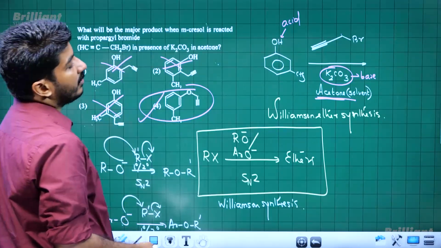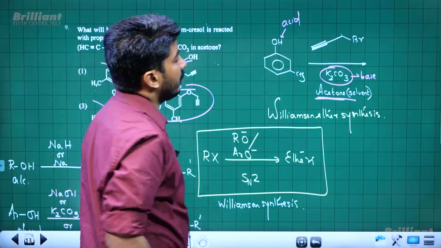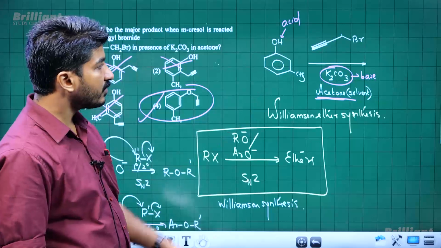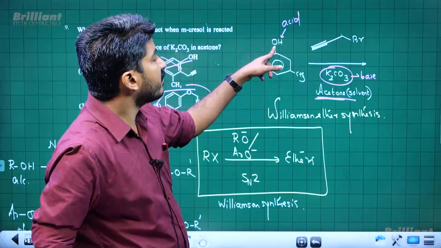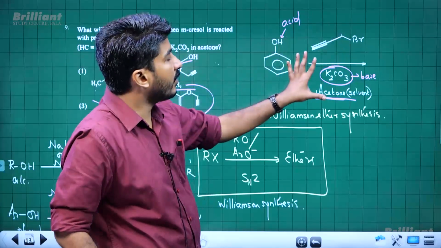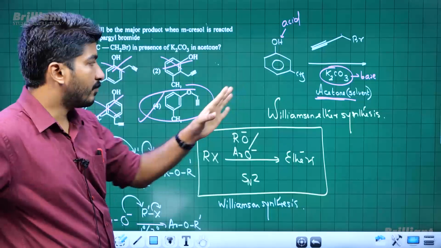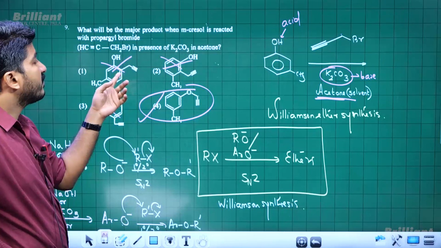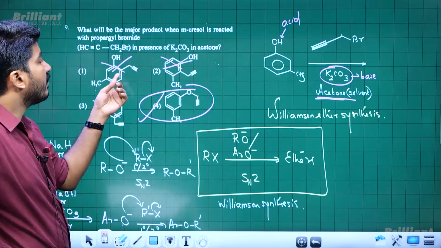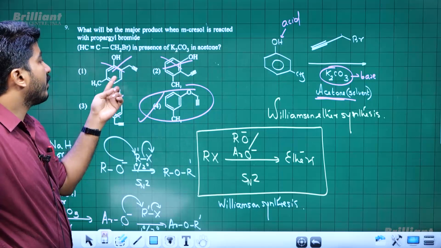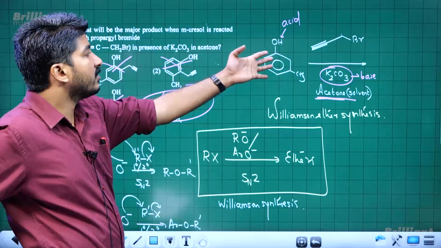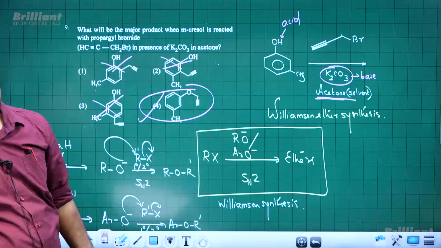If you identify very fast that this is Williamson synthesis by looking at the base, by looking at the acid, by looking at the haloalkane, then you can easily solve this. Ether is the product. Such groups will not simply be added on the ring, right? You know, ring substitution is a little difficult, but these are very easy reactions that happen very fast.